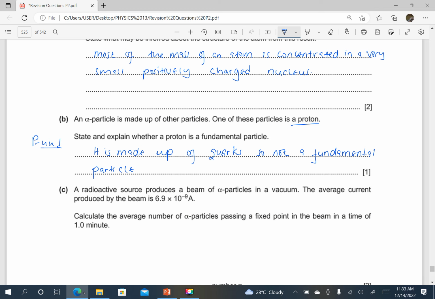A neutron is also made up of quarks, so it is also not fundamental. So a proton and a neutron are not fundamental particles because they are made up of quarks.